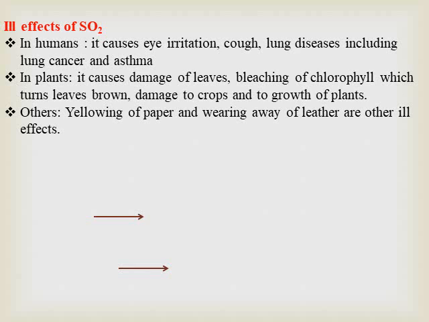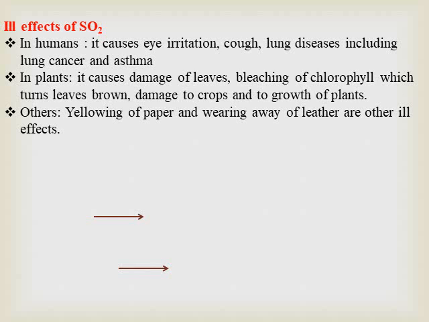Now the ill effects. The first ill effect is that sulfur trioxide and sulfur dioxide are both harmful for humans. They are eye irritants, and they cause cough, lung diseases including lung cancer with prolonged breathing, and may cause asthma. So in humans, the first effect is eye irritation. Sulfur dioxide, especially, is a strong eye irritant.